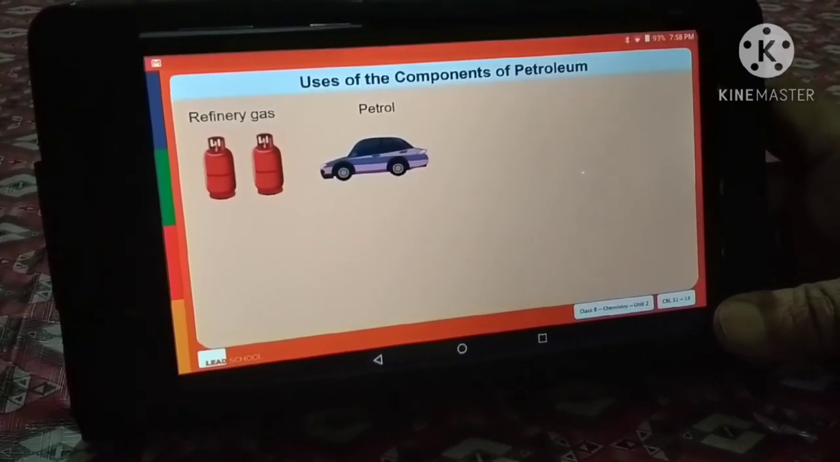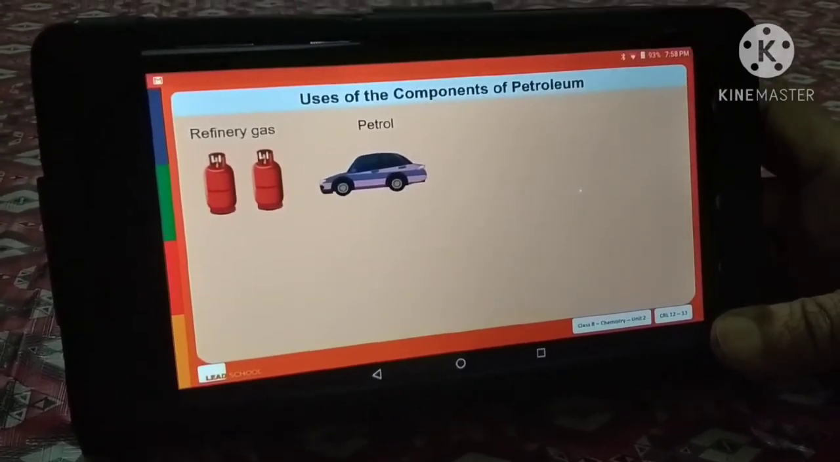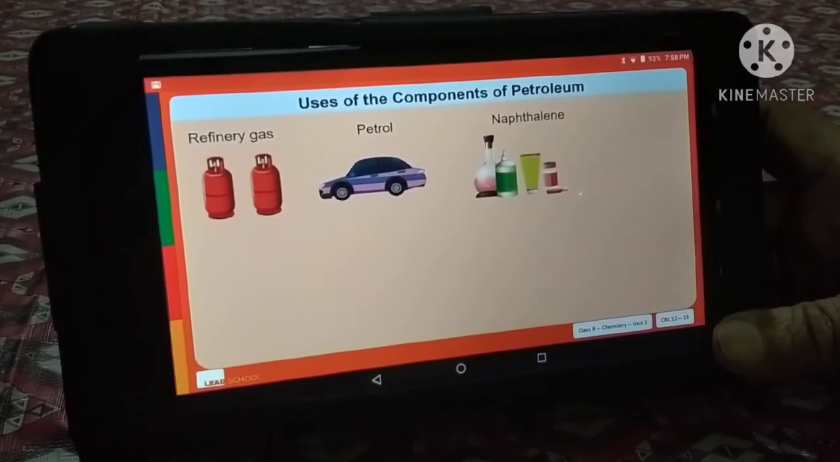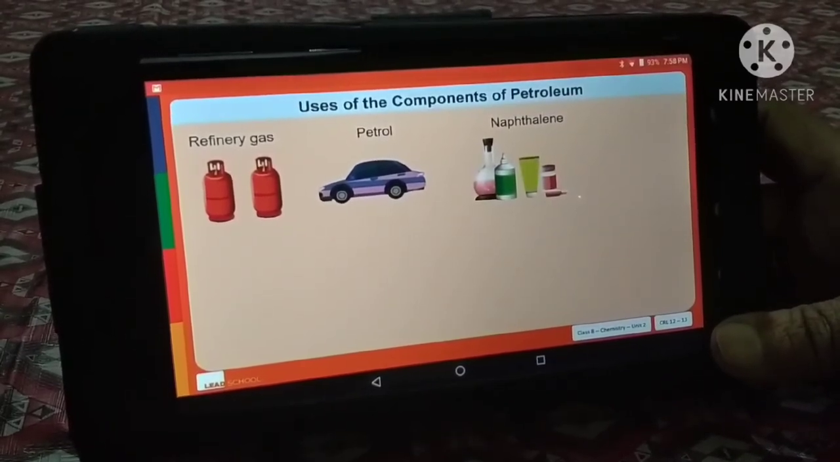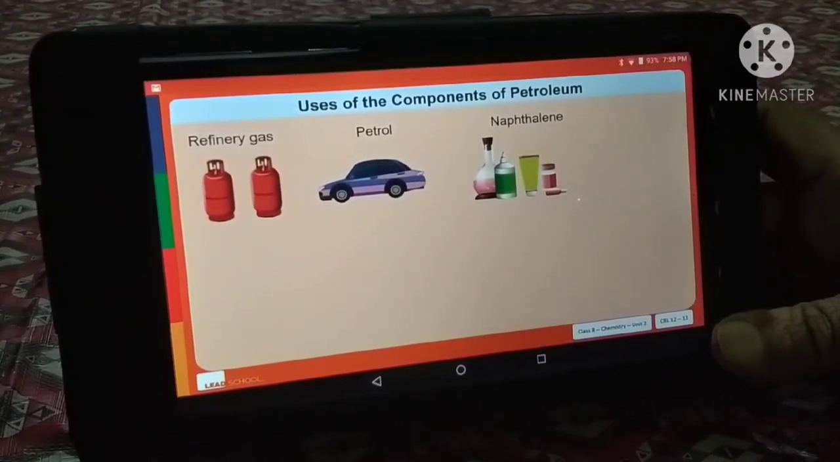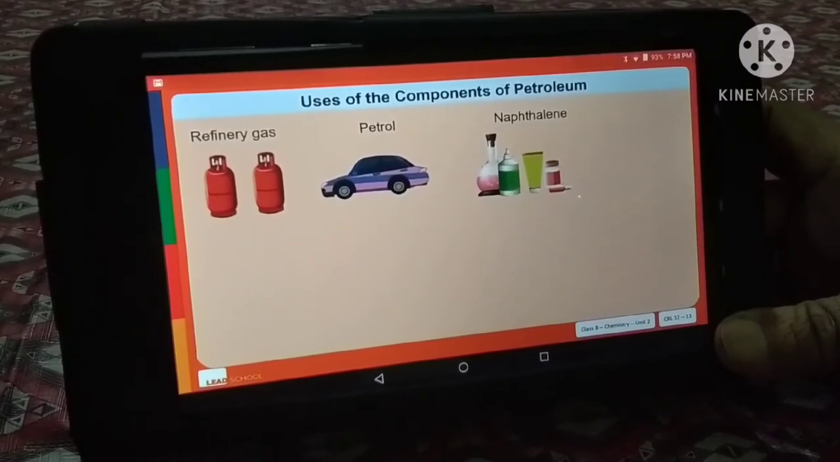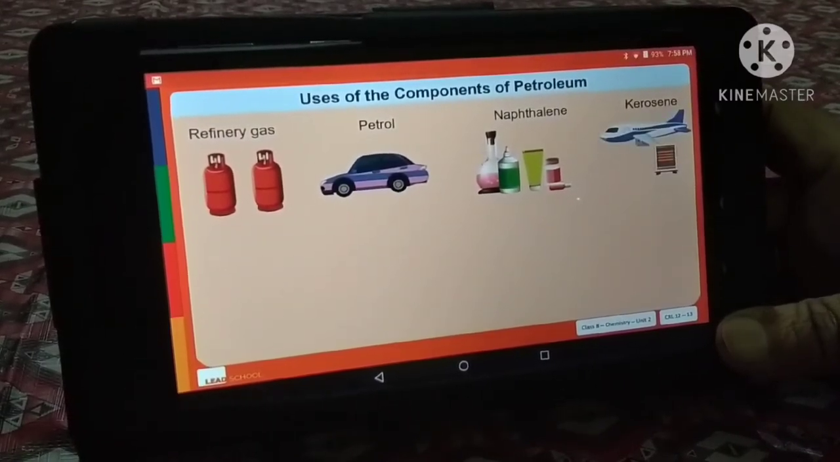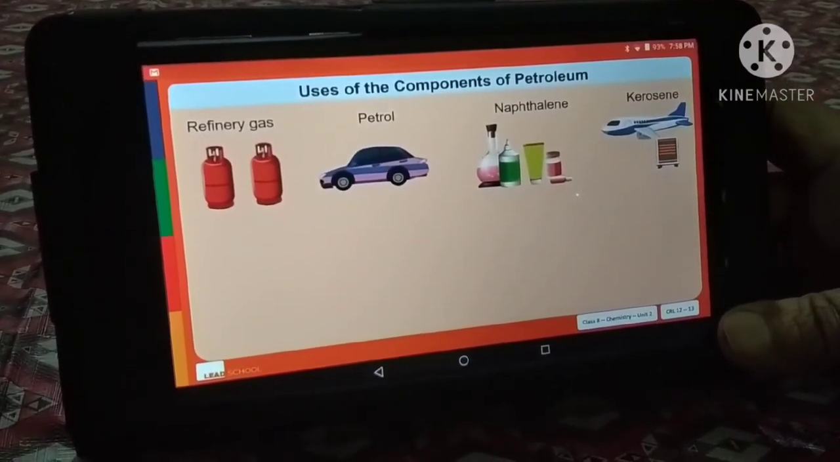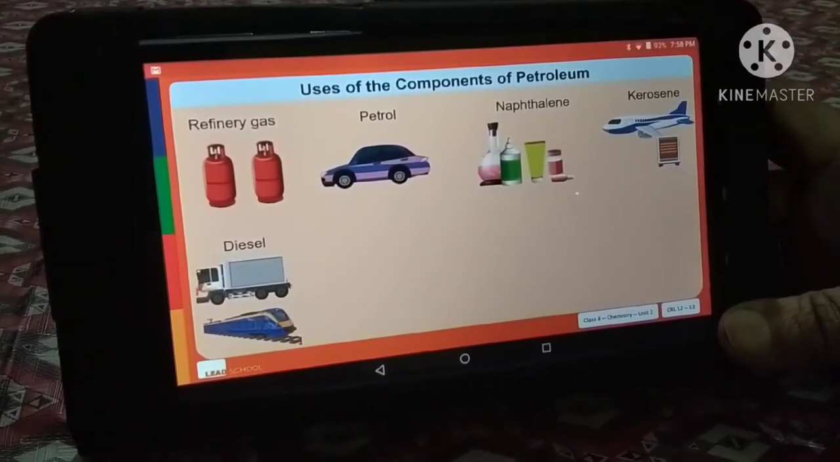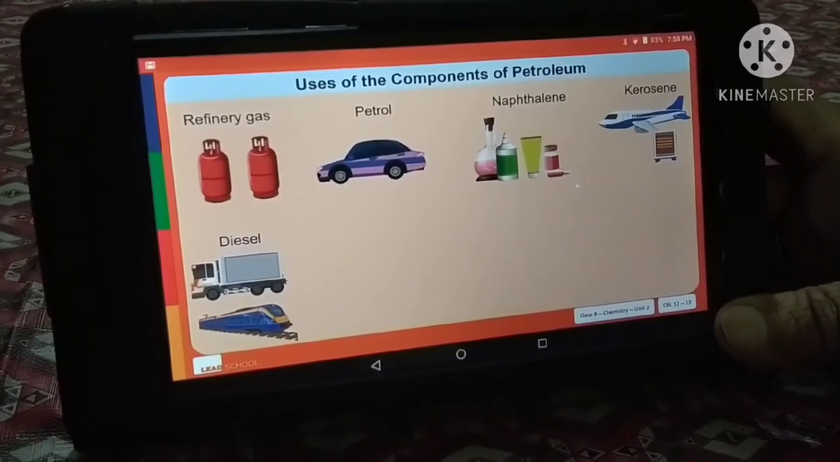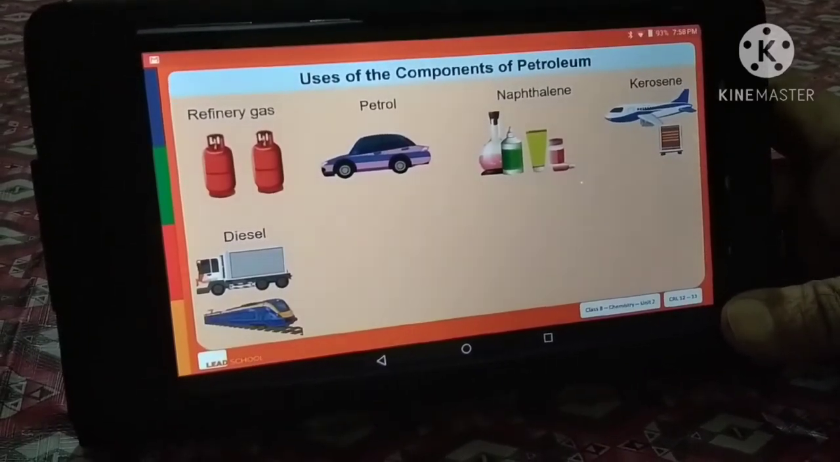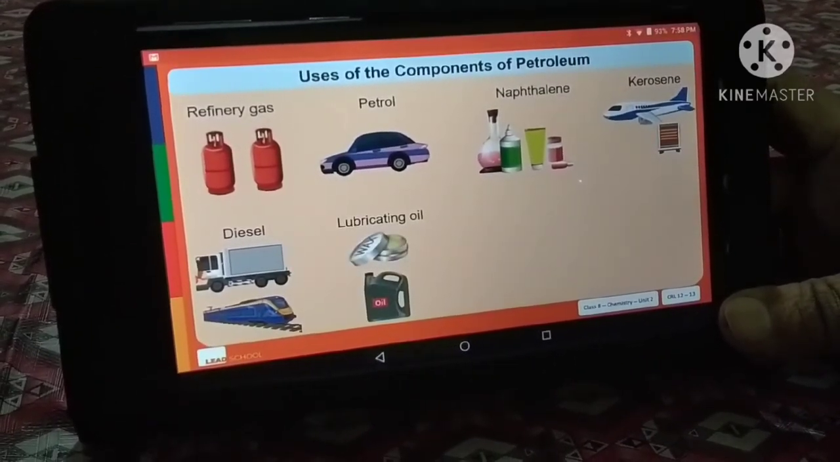Petrol is used as a vehicle and aviation fuel. It is also used as a solvent for dry cleaning. Naphthalene is generally used as a solvent in manufacturing laundry soaps and in cleaning fluids. Kerosene is used as a fuel for stoves, lamps, and for jet aircrafts. Diesel is used as a fuel for heavy motor vehicles and electric generators.